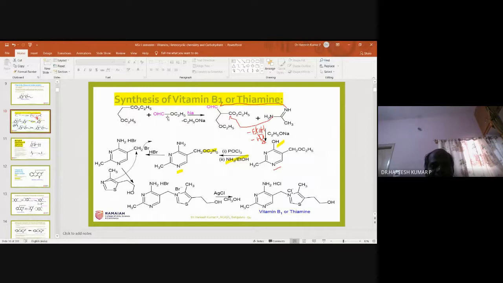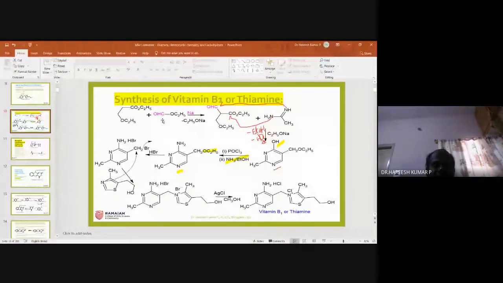And what is the name of this compound? You can also rewrite this: HCOC2H5. Then it is called ethyl formate. Ethyl formate acts as a source of the formyl group.